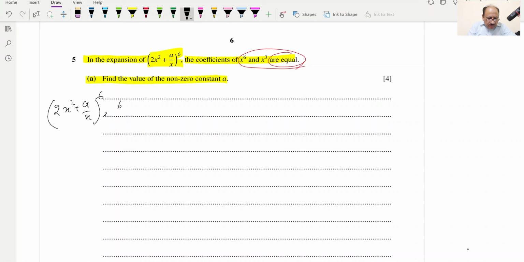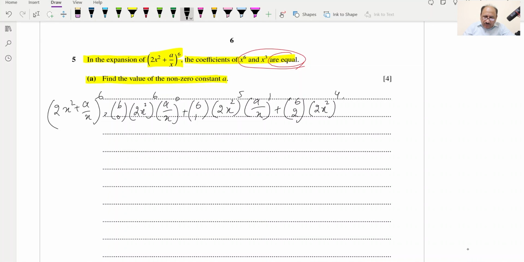We can write 6C0, and this will be (2x^2)^6 and (a/x)^0. And the second term will be 6C1, (2x^2)^5 and (a/x)^1. Similarly, we can move to 6C2, and this will be (2x^2)^4 (a/x)^2, and next will be 6C3, and this will be (2x^2)^3 and (a/x)^3.